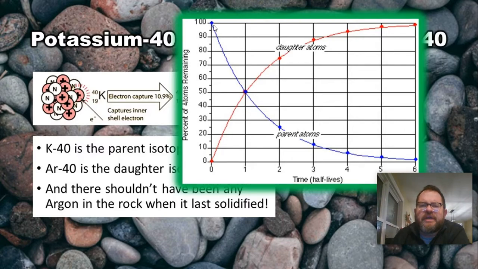Here's a little graph where we have these parent atoms. This blue curve would be the potassium 40 in this case. And at time 0, we had 100% of the ones that we started off with. But in one half-life, we only have 50% of them.